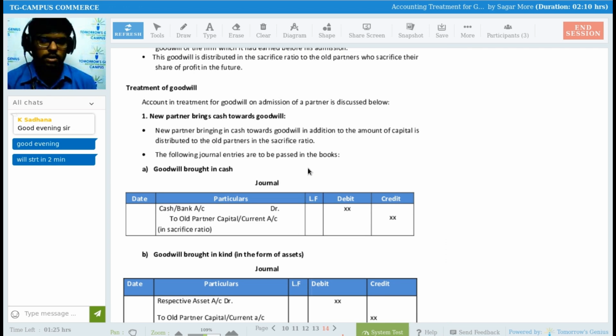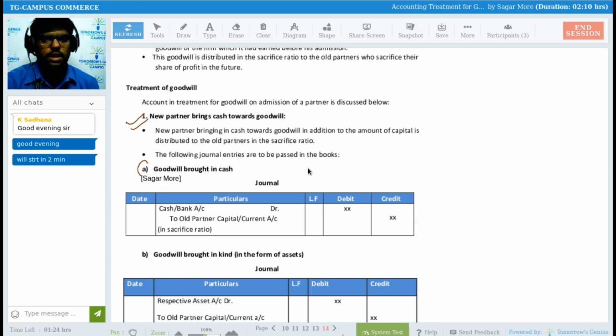Accounting treatment of goodwill on admission of a partner is discussed below. The new partner brings cash towards goodwill. When the new partner is coming into the business, he is bringing cash in terms of goodwill. Whatever the name, fame and reputation of the business is today, that is known as goodwill, and he is bringing his share of goodwill in cash.